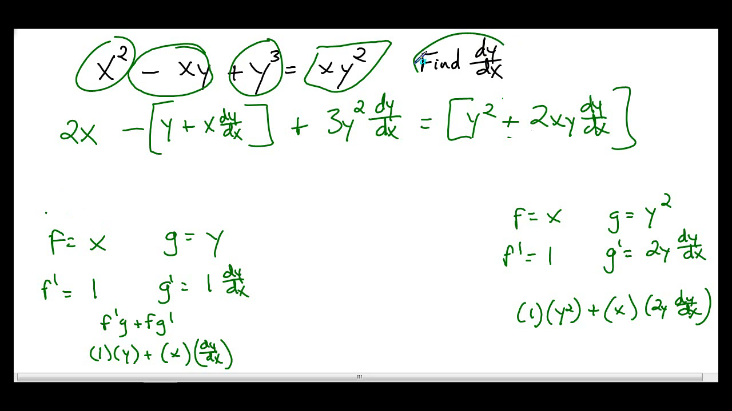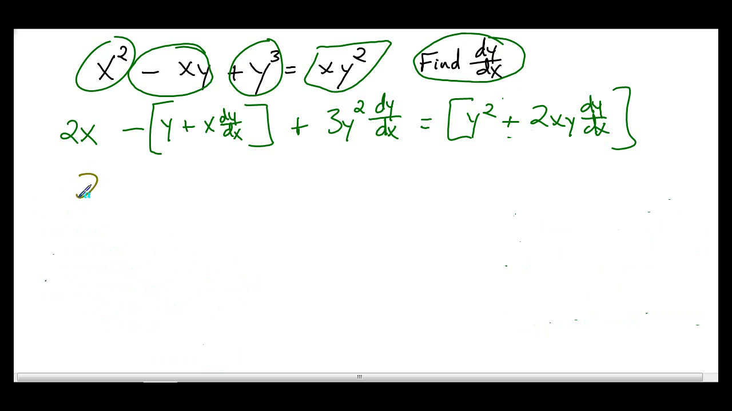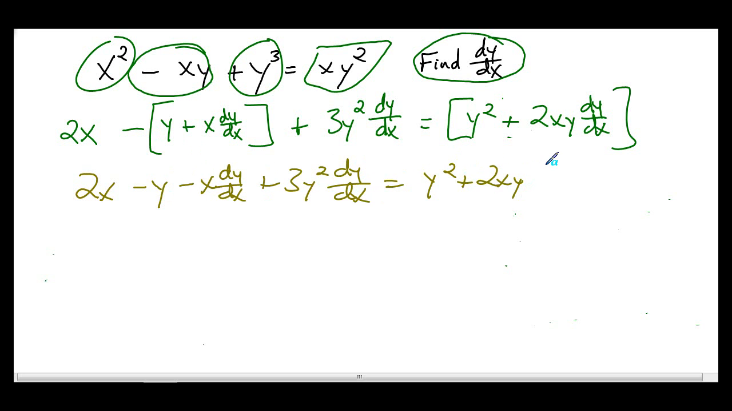So I found these pieces, but I still haven't completely solved for what is asked, because it's asked to find dy/dx. So to do that, I need to get all my dy/dx's on one side and everything else on the other side. So I have 2x minus y, distributing that, minus x dy/dx, plus 3y squared dy/dx equals y squared plus 2xy dy/dx. So I'm going to move all my dy/dx's to the left side and everything else to the right side.